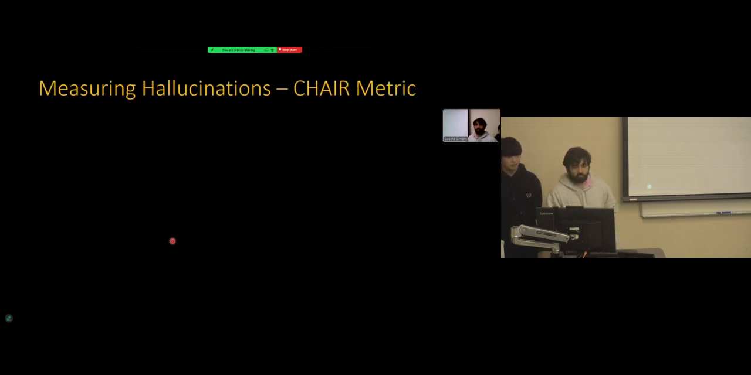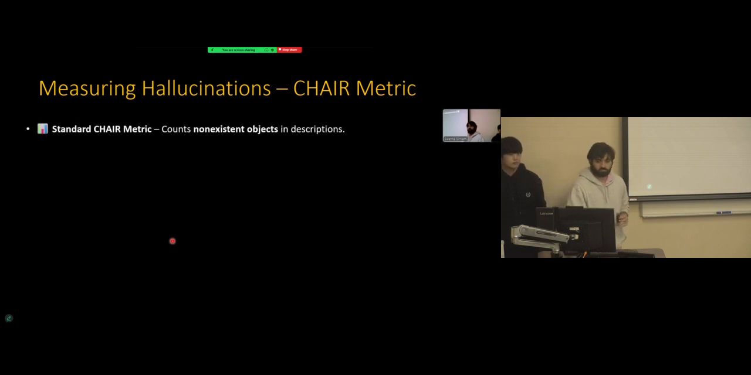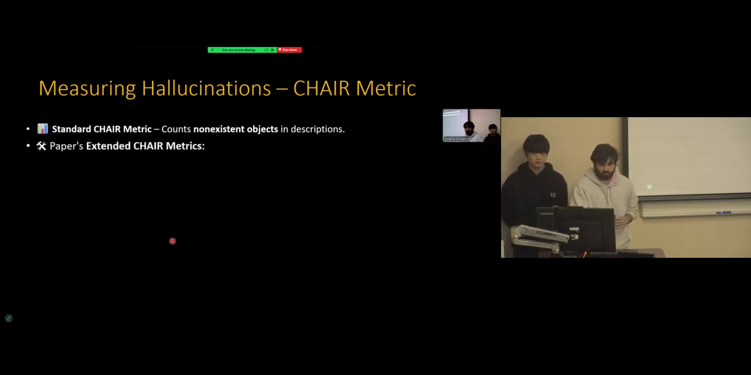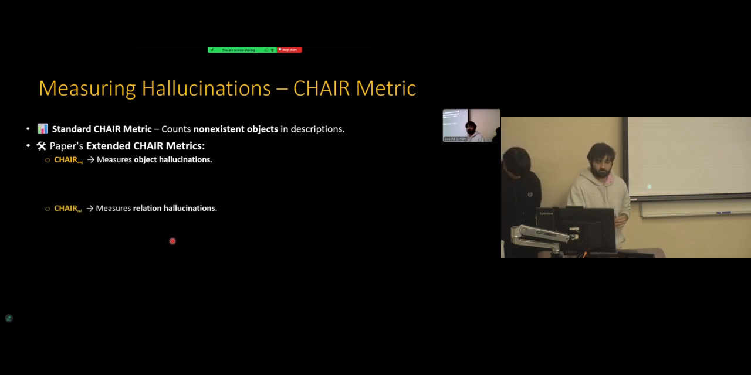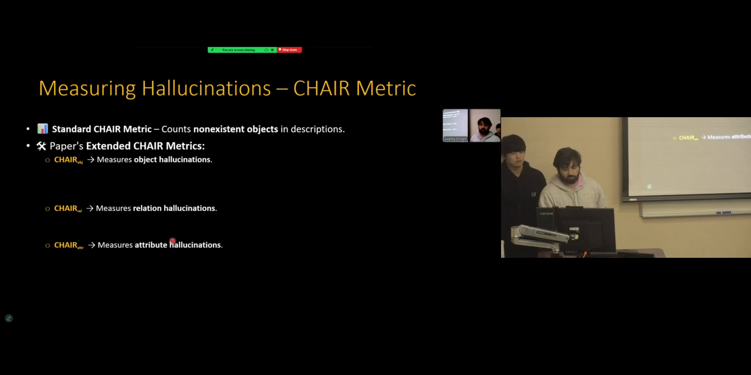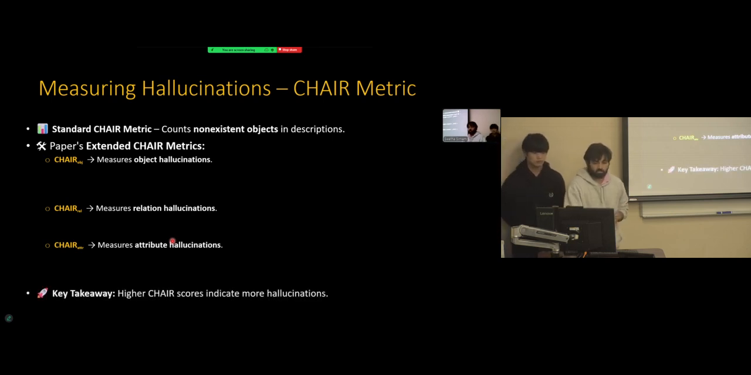So the standard way of measuring hallucinations is the CHAIR metric. The standard CHAIR metric is basically a ratio between non-existent objects and total objects. Now let's talk about the paper's extended CHAIR metric. The paper introduces CHAIR object, which measures object hallucinations, CHAIR relation, which measures relation hallucinations, and CHAIR attribute, which measures attribute hallucinations. The key takeaway here is that higher CHAIR scores indicate more hallucinations.